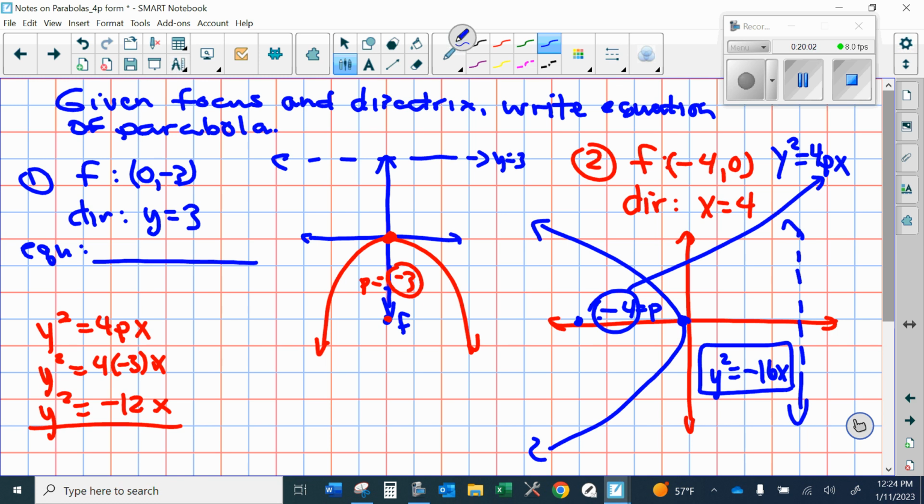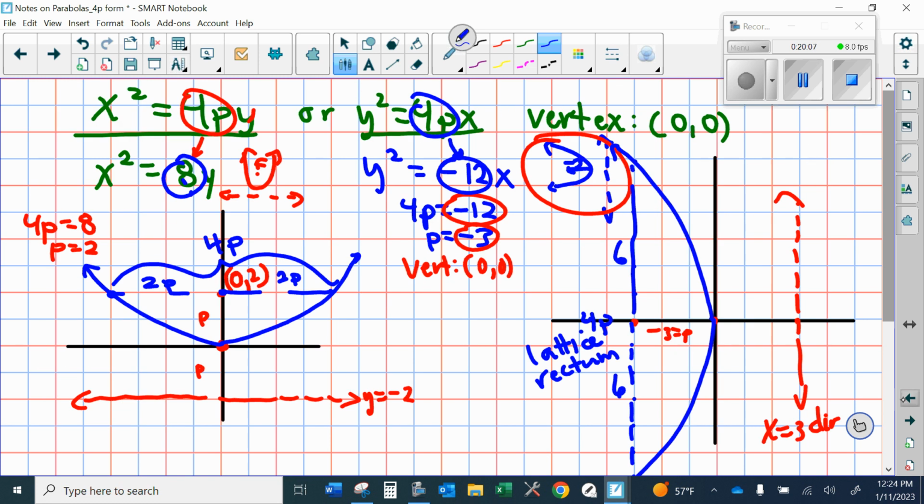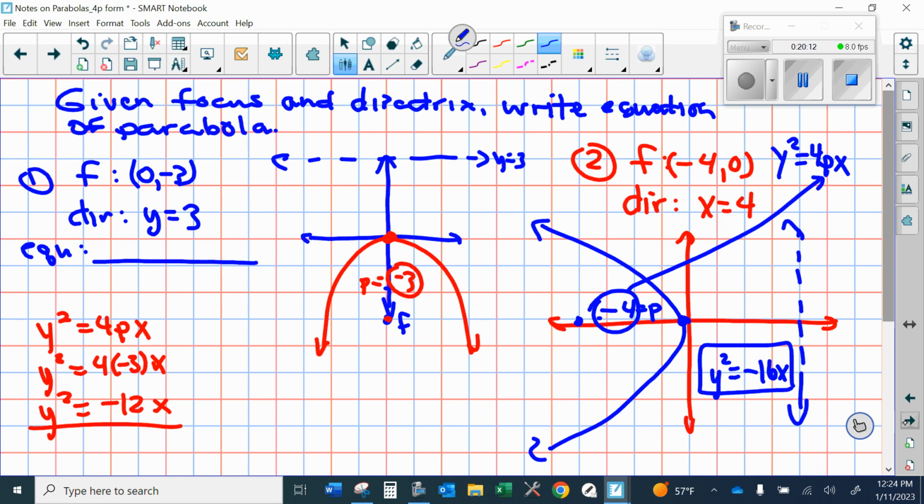Okay, so on the last page, we started with the equations and graphed them. On this page, we started with the focus and directrix as given information, and we wrote the equation. Okay, y squared equals -12x. I'm just bringing it up here. Remember, you need to pay attention to P. P goes from the vertex to the focus every time, not from focus to vertex, but from vertex to focus. That's the key, so you get the right sign of P, positive or negative.